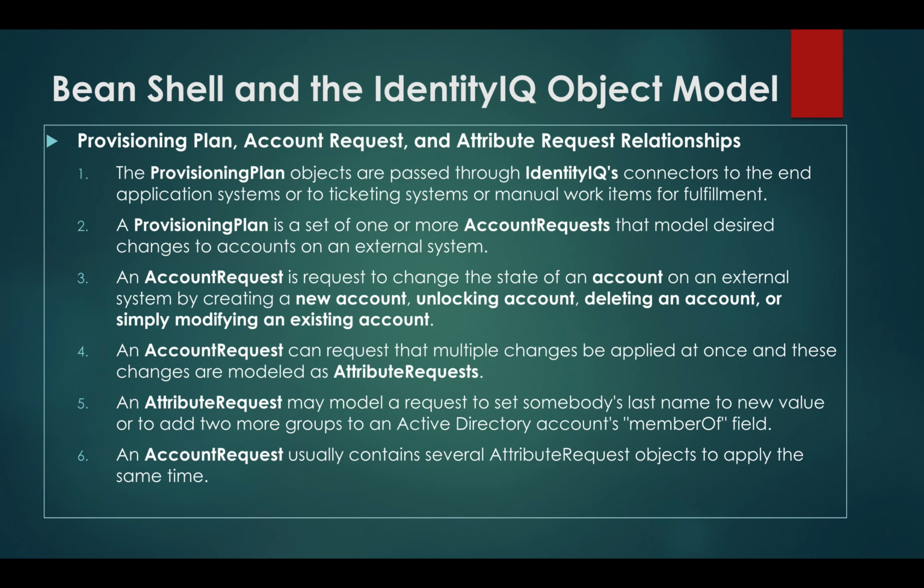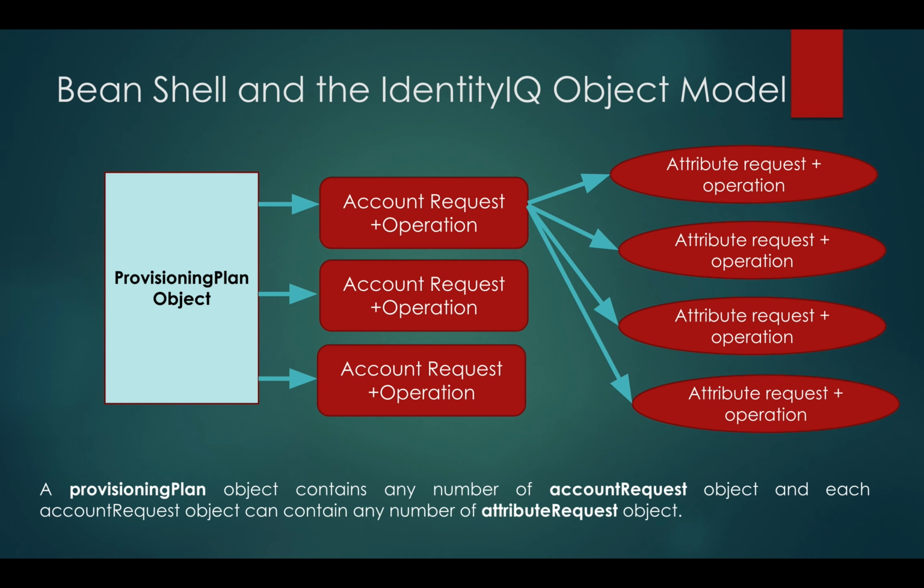So we can view the relationship as follows. First we'll have a provisioning plan object. A provisioning plan object can contain account requests plus operations related to different applications. Each account request can house multiple attribute requests plus operations. Attribute requests are usually done to set the attributes related to an account, so it can be an update, set, or reset.